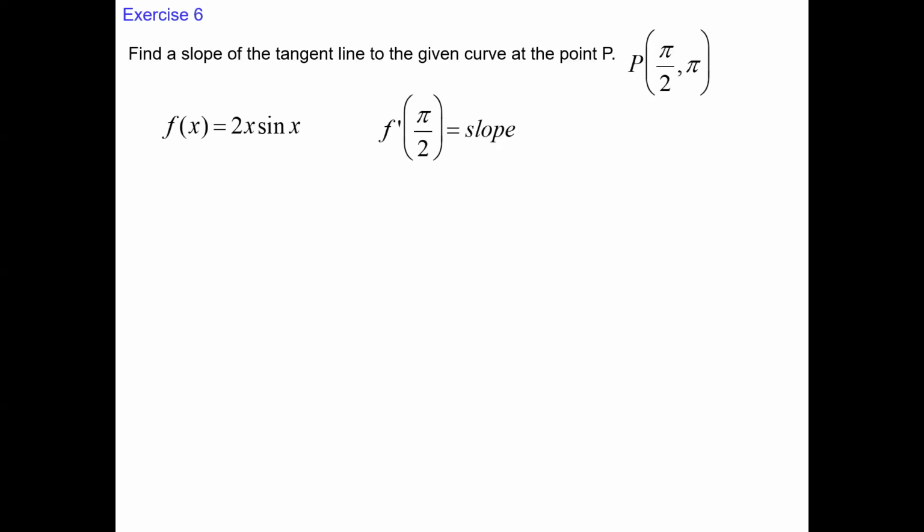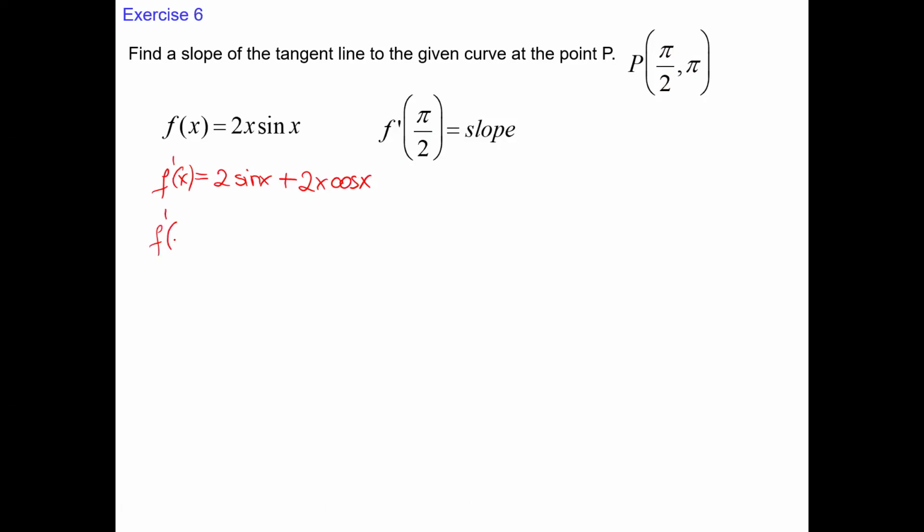Okay, now exercise number 6. Find the slope of the tangent line to the given curve at the point P. For exercise number 6, the point P is pi over 2, and the function is 2x sine of x. That means basically the slope is the derivative at the point x equals pi over 2. Let's try to do this one. Derivative of the function 2x sine of x is 2 sine of x plus 2x cosine of x. You probably noticed I applied the product rule.